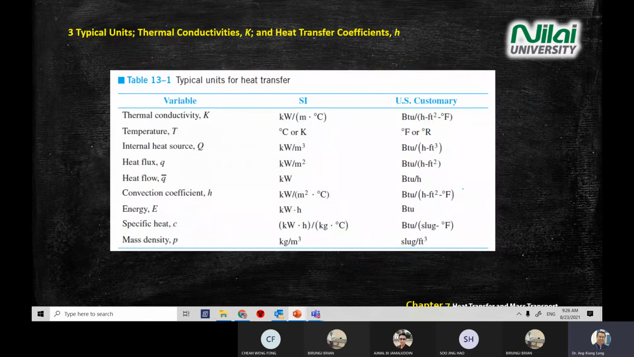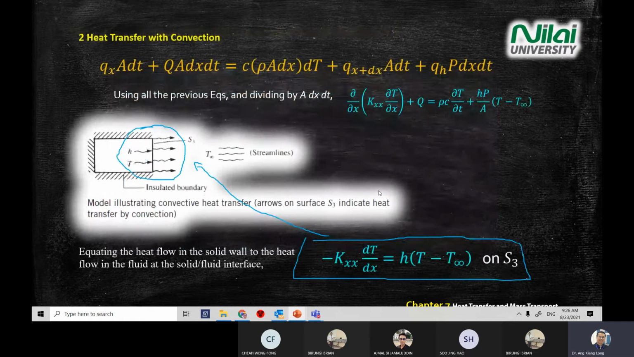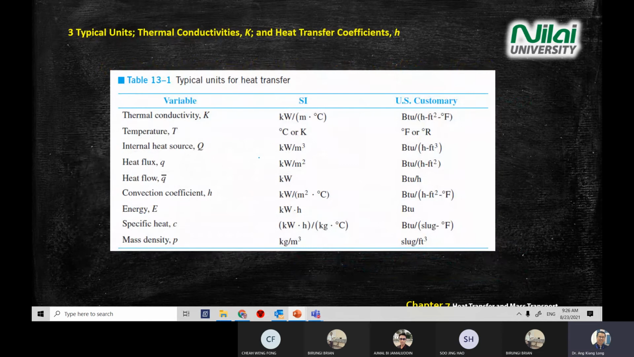This is the chart that you will see in the exam. Actually, this one is just information on the units for heat transfer analysis, for example conductivity, temperature, heat flux, convection coefficient, energy, specific heat, density, and so on. It is important to always check your calculation and use the correct unit.